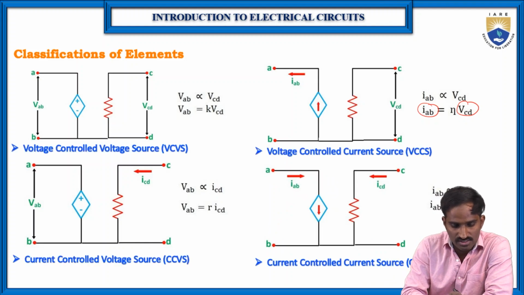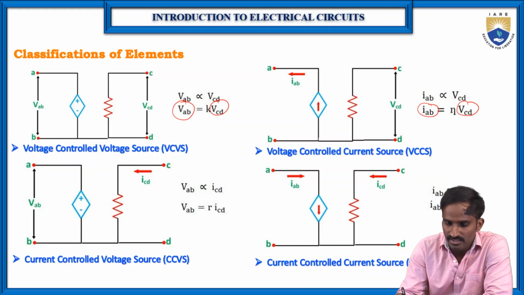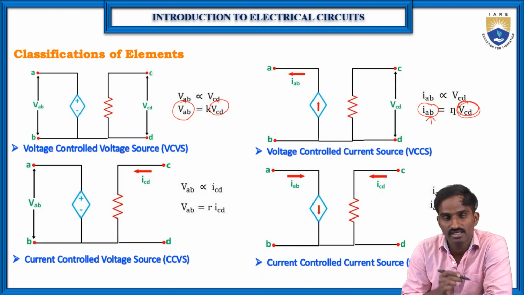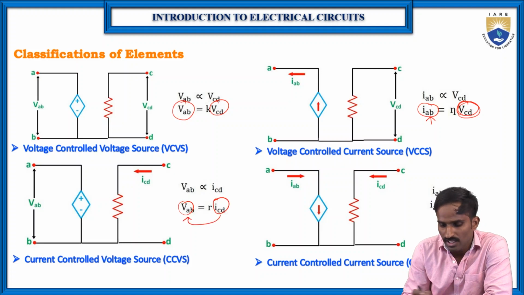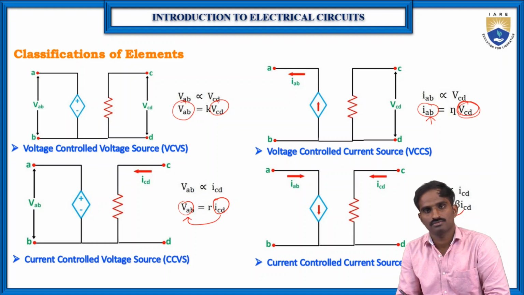As you can see, this is a voltage controlled voltage source because this voltage is controlled by another voltage which is present in the same circuit, and this is a voltage controlled current source, because here the current source is controlled by the voltage source which is connected in the same circuit. And this is a current controlled voltage source, because this voltage source is controlled by this current source. And here it is a current controlled current source.